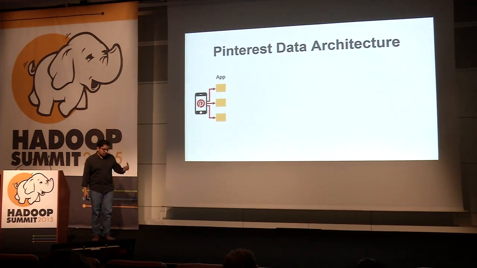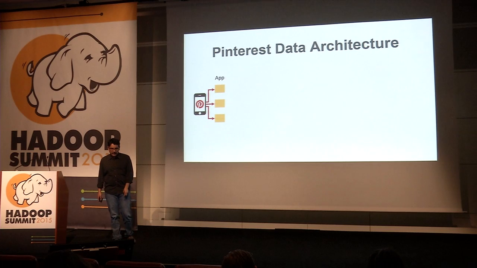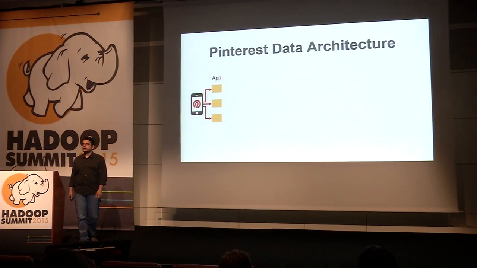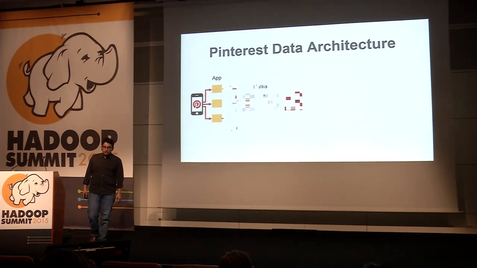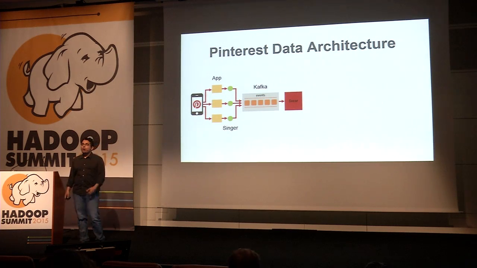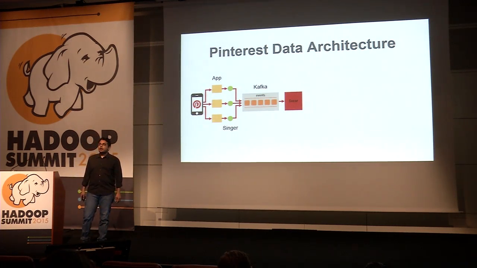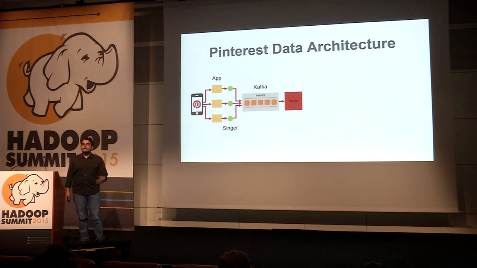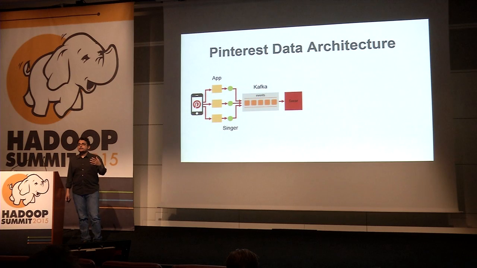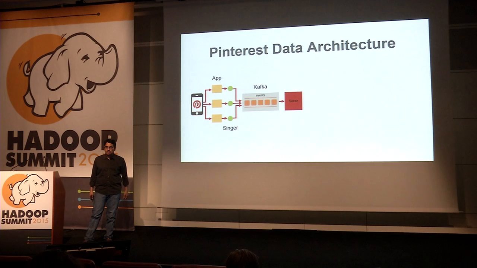So before I tell you how Hadoop is actually being used, I want to give you a quick overview of the data architecture at Pinterest. To start with, we have app servers that are logging all the user interactions to a local logging agent called Singer. It's basically our own implementation of something like Scribe or Apache Flume, which then sends all of these log events to a centralized queuing system, Kafka.